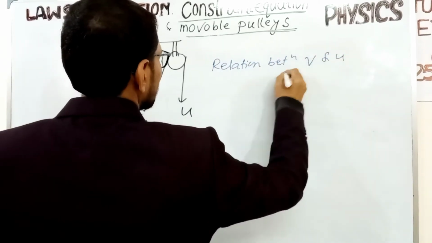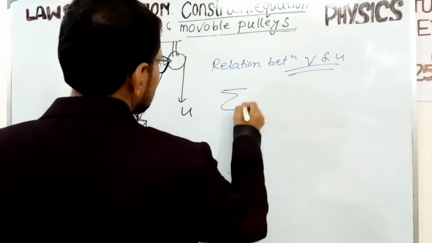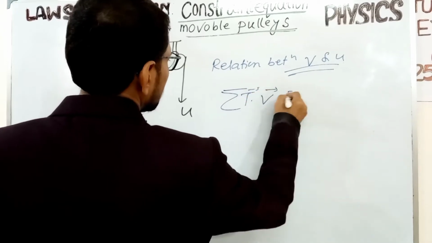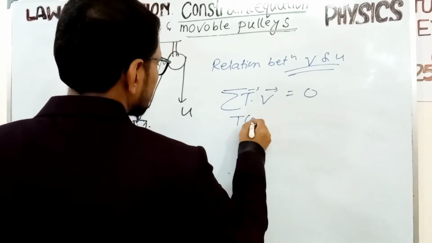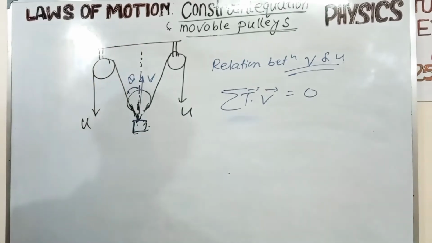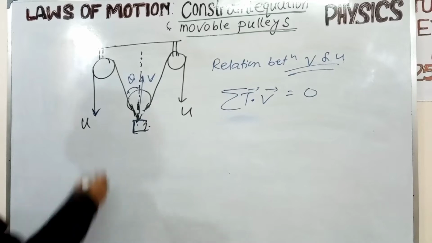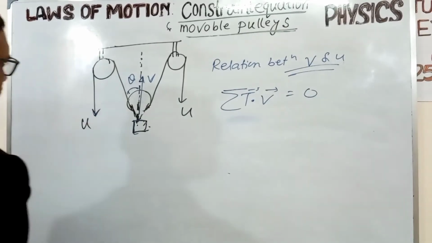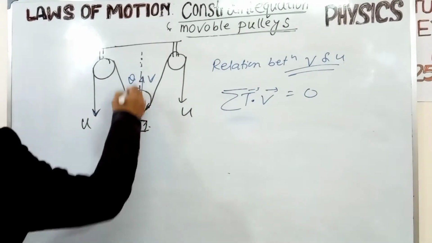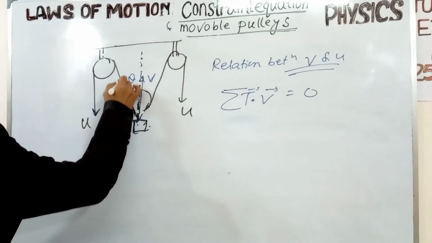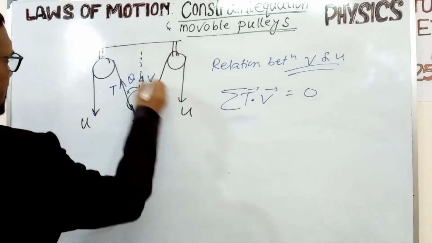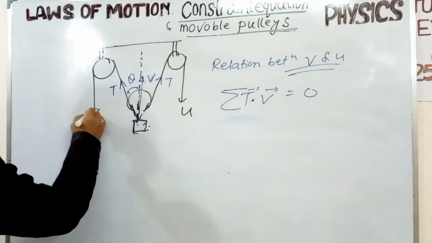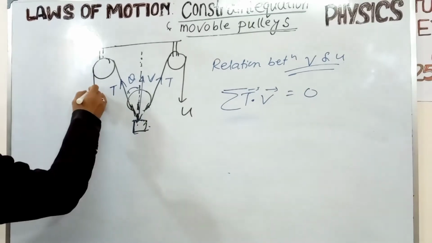What is the relation between v and u? Summation of T dot v equals 0, that is T v cos theta. Summation of T dot v equals 0. Now here, the block is moving upward, so tension is in this direction, tension in this direction, and here T is upward.